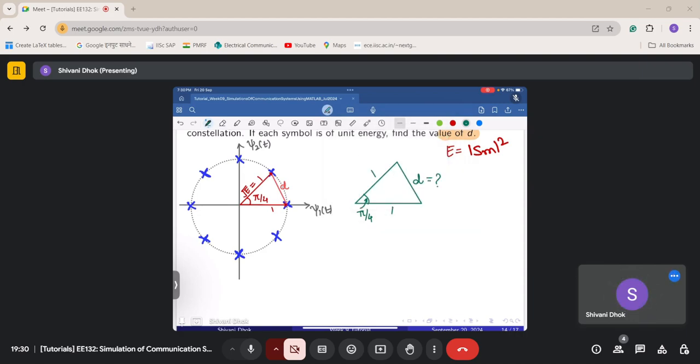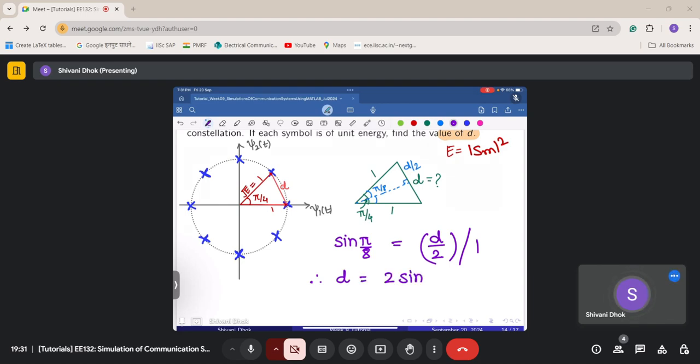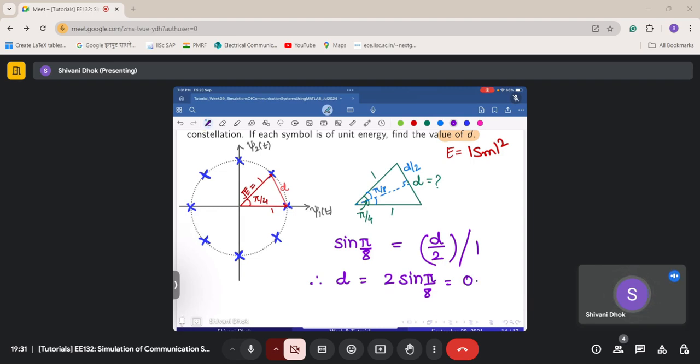We want to figure out the value of D. We don't know this D, so we'll drop a perpendicular here. Since it is an isosceles triangle, this angle and this angle both will be π by 8, and this will be D by 2. Now if I take sine π by 8, that will be equal to the opposite side, which is D by 2, divided by the hypotenuse length, which is equal to 1. Therefore, D comes out to be equal to 2 times sine of π by 8, and if we solve this in our calculators, this comes out to be equal to 0.7654.